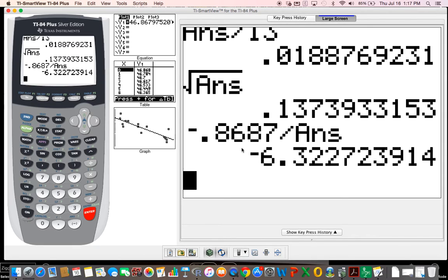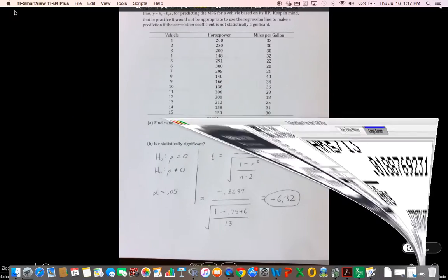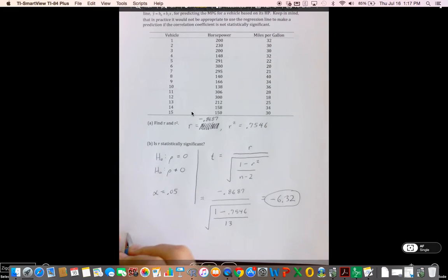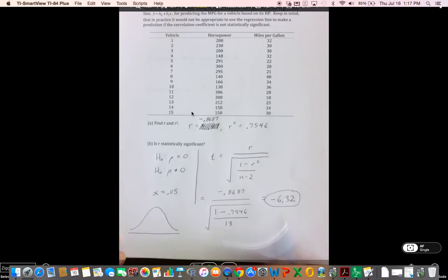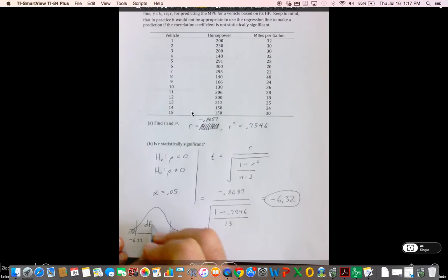All right, gang, next thing we have to do is figure out our p-value. Remember, our p-value is going to be in the distribution from negative 6.32 and down, and from 6.32 and up. Degrees of freedom here is going to be 13, because we have 15 observations and we have to account for 2 estimations here, an estimation of x and of y.